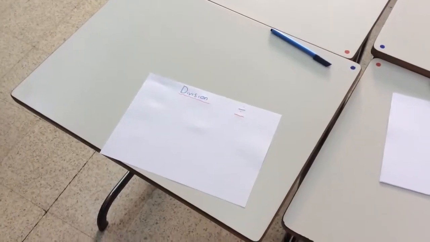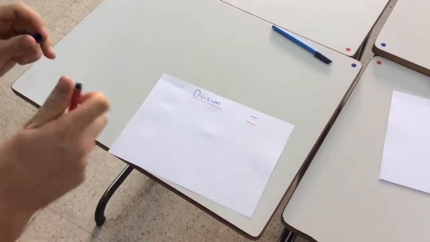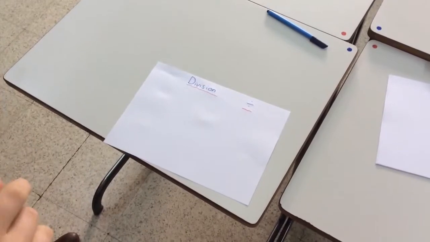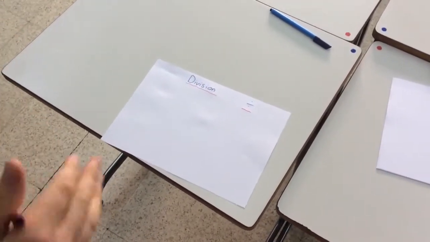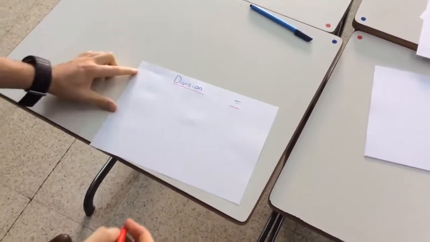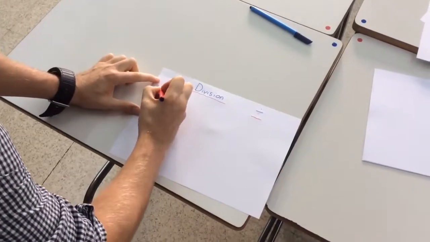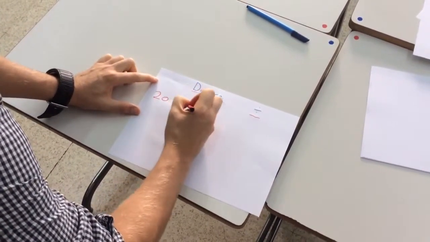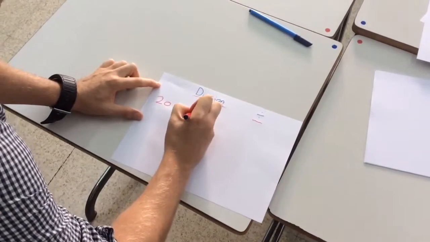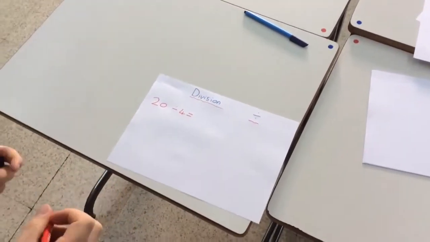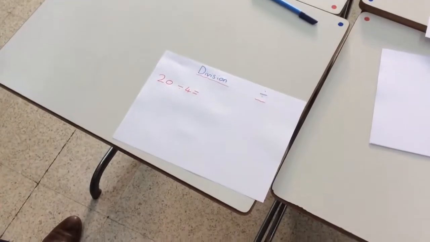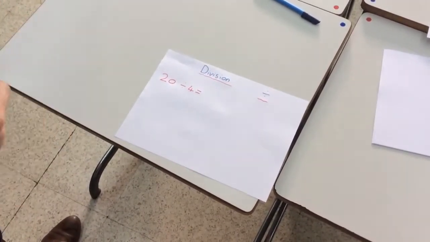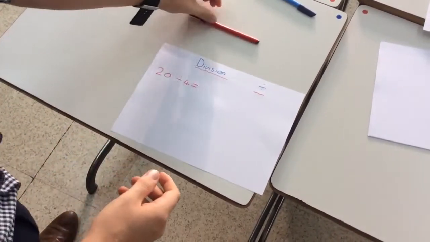Okay, so now we're going to look at how you can use the bar method to solve division questions. So let's look at a basic division question first. Let's say I've got 20 and I'm going to divide it between 4. We're going to look at division as sharing at the moment. We're not going to go into it as grouping.